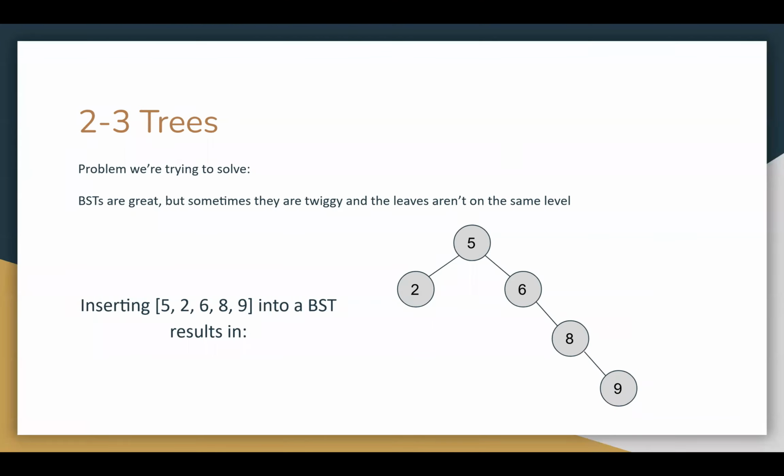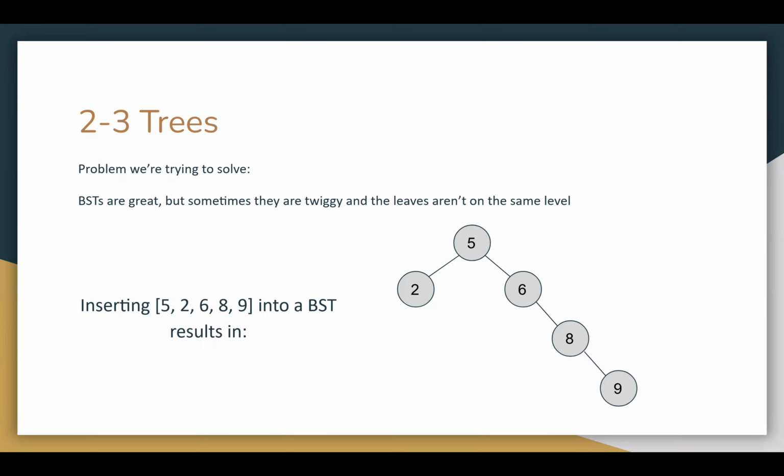So first, what are 2-3 trees? There's a quick overview and review. The problem that we're trying to solve with 2-3 trees is that BSTs are great. They're ideally very fast for insertion, deletion, and searching. The problem is that sometimes they become twiggy, and the leaves aren't on the same level. For example, if we insert 5, 2, 6, 8, 9 into a BST, we get this. You can see here that trying to locate 9 will take longer than trying to locate 2, because 9 is on a whole different level compared to 2. It's distance 3 from 5 compared to 2, which is distance 1.